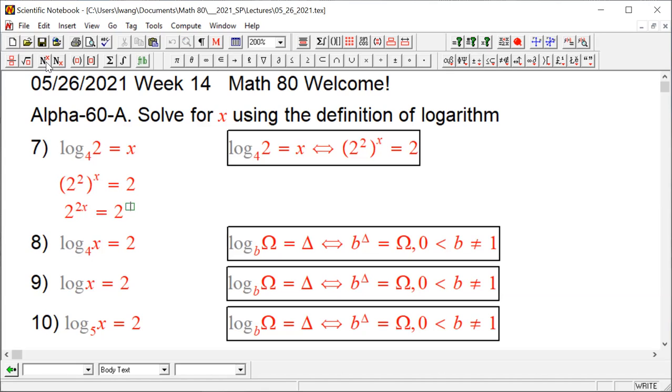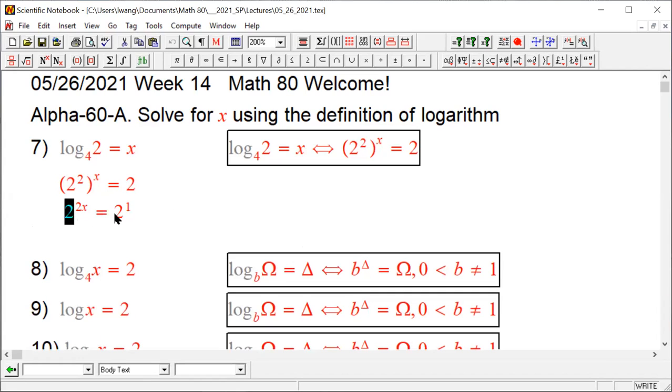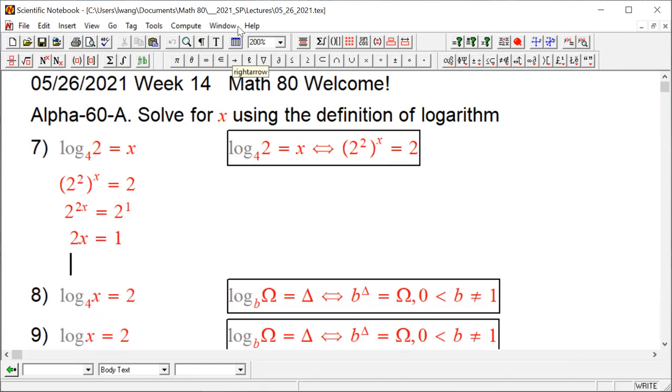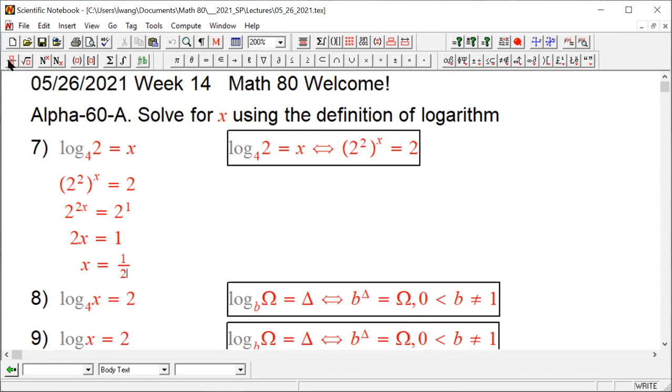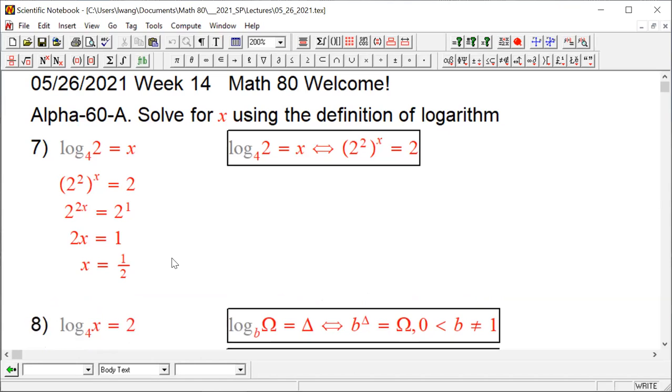2 is the same as 2 to the power of 1. So now they have the same base 2, so 2x equals 1. As a result, x equals half. That's just one way to do it.